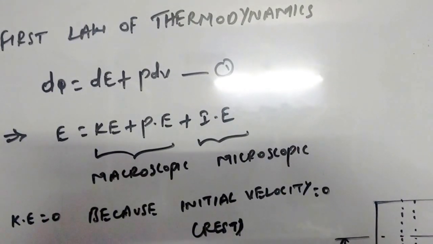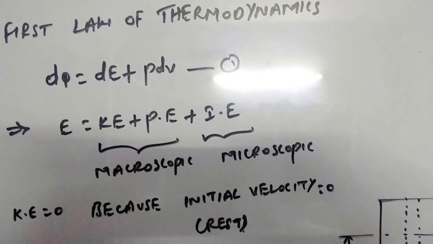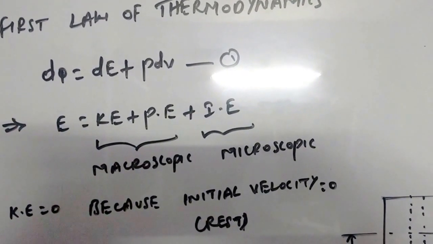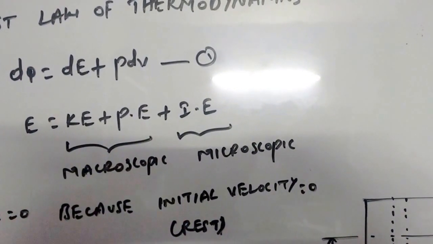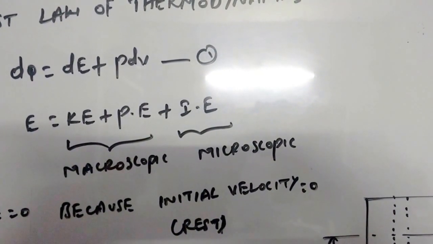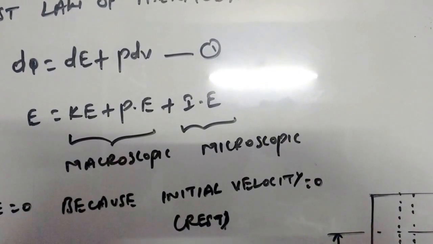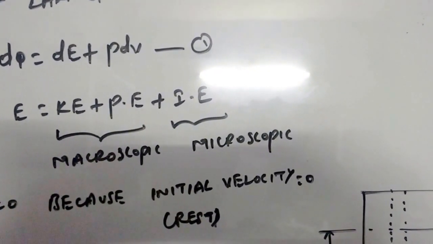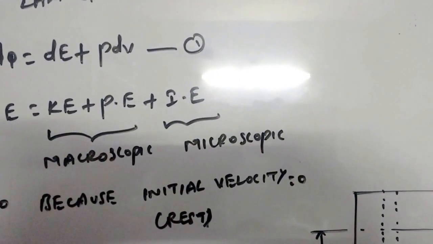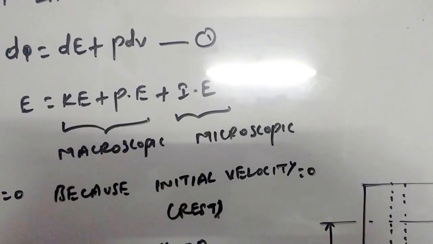The difference between macroscopic approach and microscopic approach is, if the behavior of individual molecule is taken into consideration, then it is known as microscopic approach. If the average behavior of number of molecules is taken into consideration, then it is known as macroscopic approach. This microscopic approach is also known as statistical thermodynamics, and macroscopic approach is also known as classical thermodynamics.